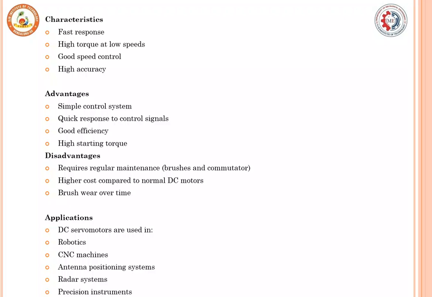The advantages are that it is a simple control system, there is a quick response to the control signals we use, the overall efficiency of the servo motor is good, and high starting torque is available. The various applications of DC servo motors are in robotics, CNC machines, antenna positioning systems, radar systems, precision instruments, industrial automation. Like this, we have various types of applications.